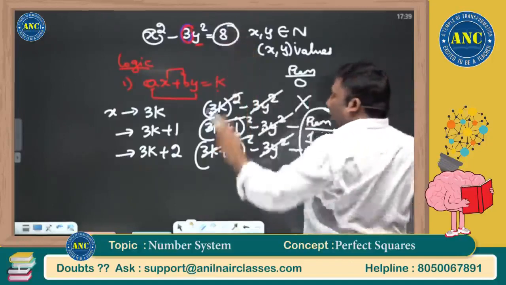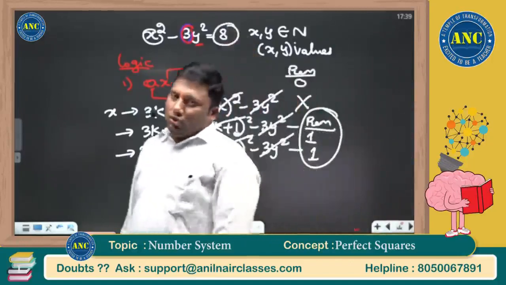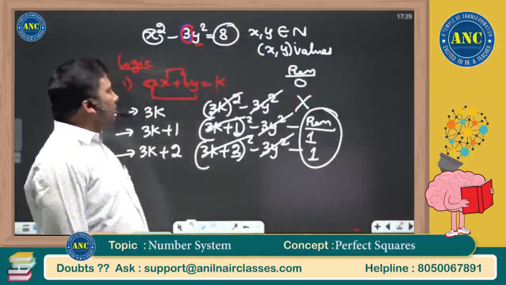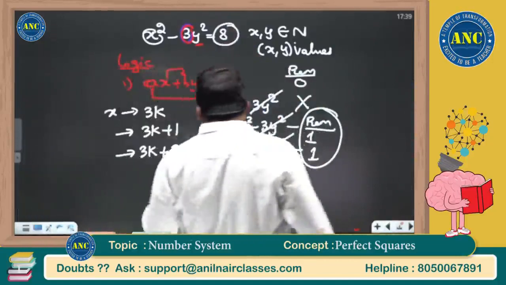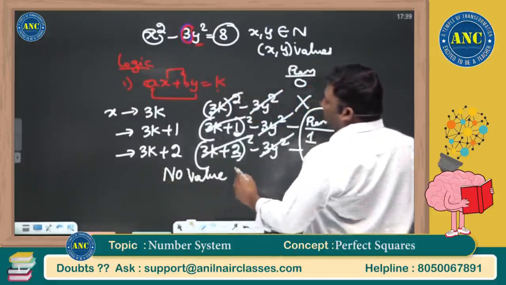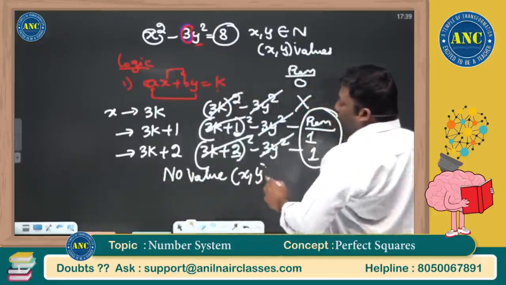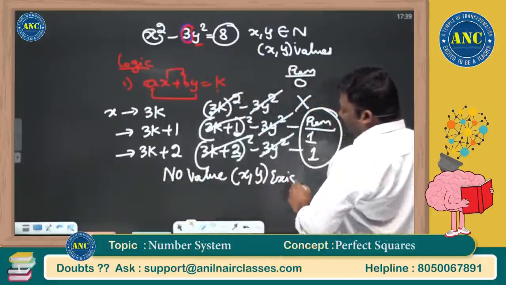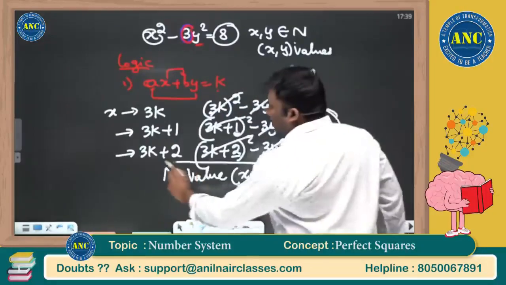8 is nothing but 3 into 2 plus 2. 3 into something plus 2, that form will not arise. Answer for this question is: no value for x, y exists which satisfies this equation.